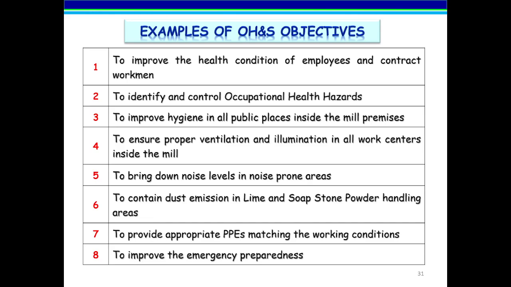This slide shows some examples of occupational health and safety objectives of an organization: to improve the health condition of employees and contract workmen, to identify and control occupational health hazards, to improve hygiene in all public places inside the mill premises, to ensure proper ventilation and illumination in all work centers inside the mill, to bring down the noise levels in noise-prone areas, to contain dust emission in lime and soapstone powder handling areas, to provide appropriate PPEs matching the working conditions, and to improve emergency preparedness. All lecturers should work towards improving and achieving these organizational objectives in their department also by having their own department occupational safety objectives.